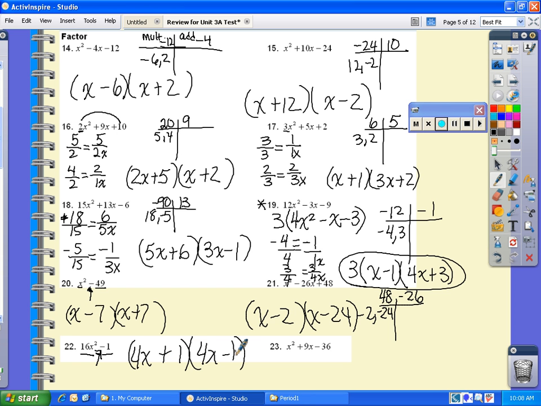And for the last one, again, you're looking for two numbers. There's no coefficient of x squared. So you're just looking for two numbers that when you multiply, you get negative 36, and when you add, you get 9. Those two numbers are 12 and negative 3. So therefore, I'm going to put them right into my parentheses, x plus 12 and x minus 3. This concludes the review of factoring.